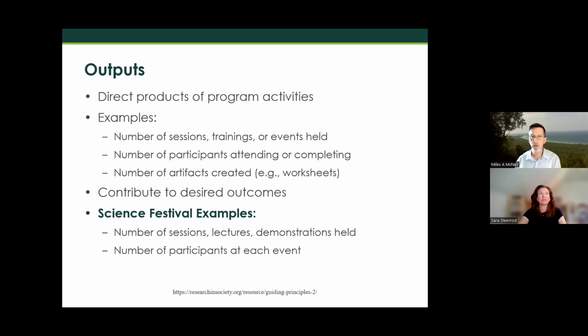And outputs always contribute to the desired outcomes. So going back to our science festival example, that would be the number of science festival sessions, lectures, demonstrations held, and the number of participants at each event.